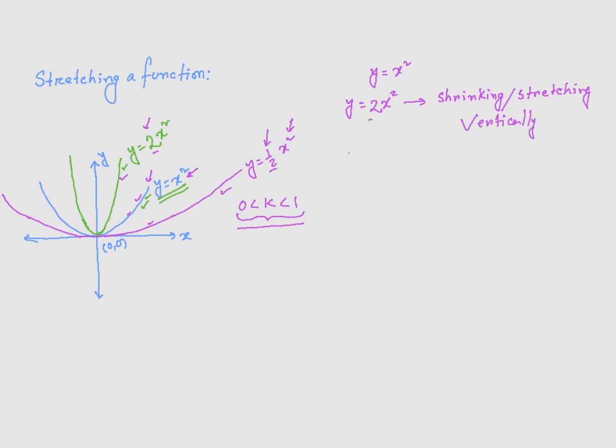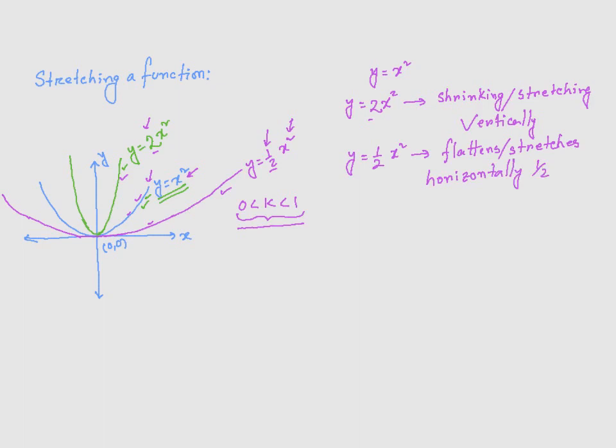Now the other one was where I multiplied it by 1/2. That means I multiplied x squared by 1/2. This flattens the function, or stretches the function horizontally, by a factor of 1/2. The net effect of this is widening the function.